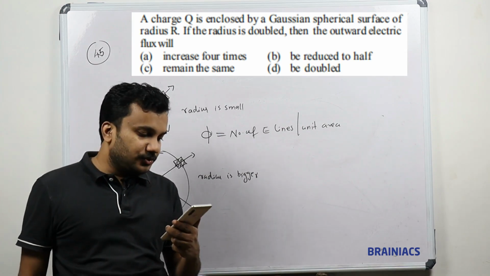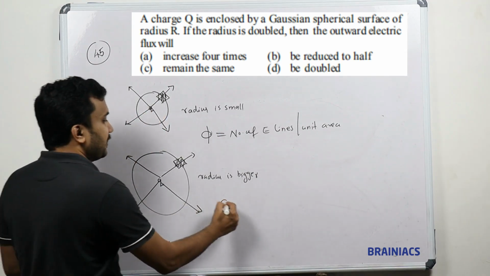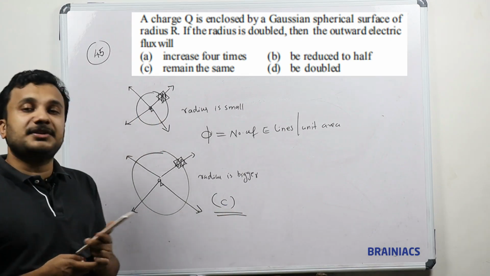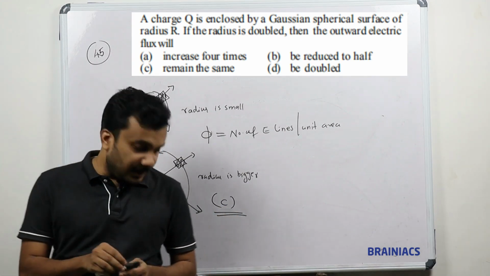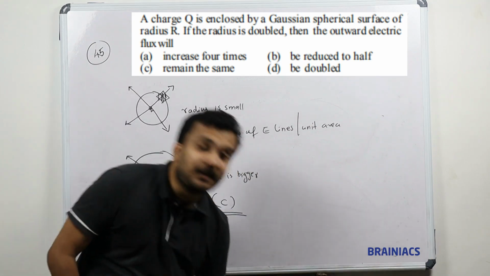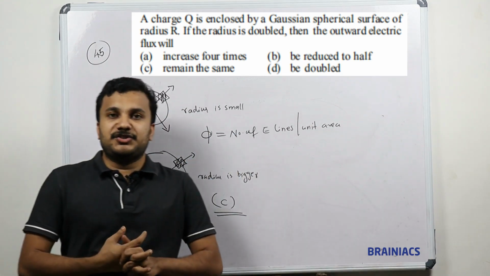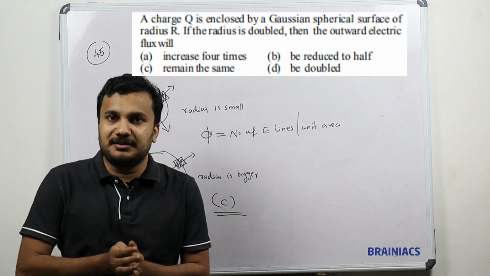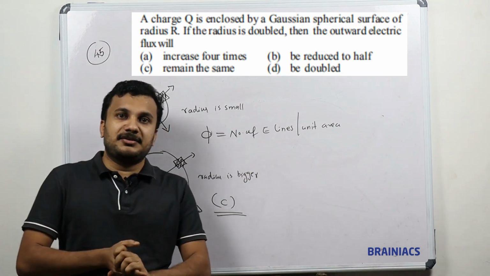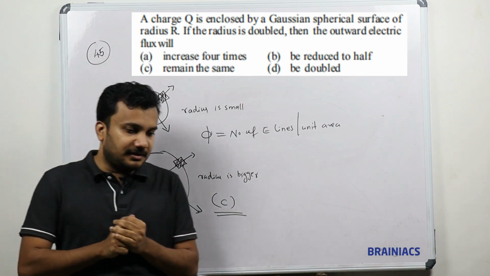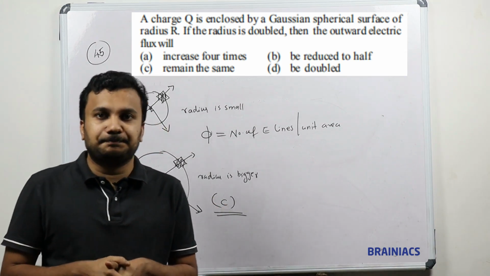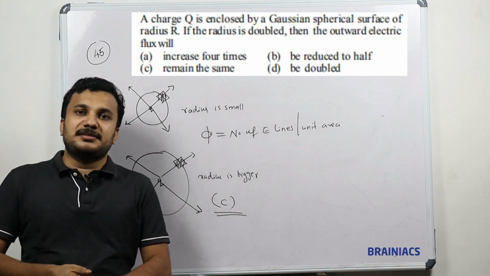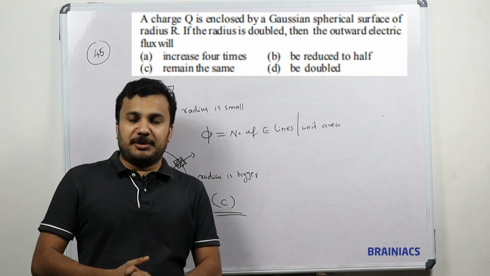So the answer to this question is C, which means the electric flux remains the same. Okay, so I am done with the chapter to the best of my ability. I hope you understand the theory. There are a lot of things in this chapter compared to other chapters in physics. It is a little bit of a bigger chapter.